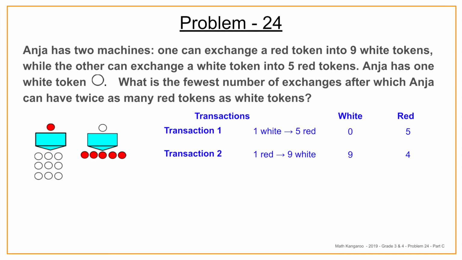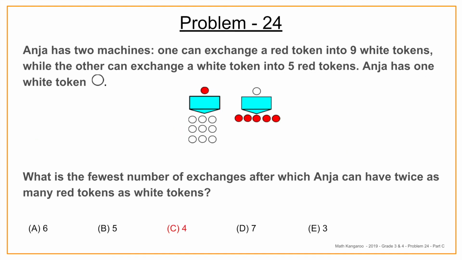Now we try to match it to the point where red is twice the white. Transaction 3, let's add more red. We take 1 white out and increase the red. So 4 plus 5 gives us 9. So let's do transaction 4. We convert 1 white to 5 red, and we have 1 less white, and then we get 14 red. So this is where there are twice as many red tokens as white tokens. And our answer is option C, 4.